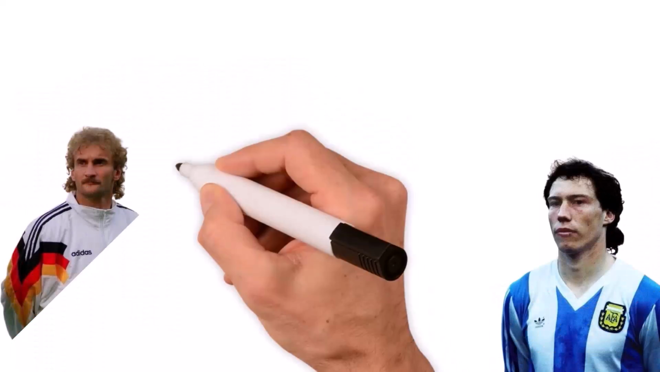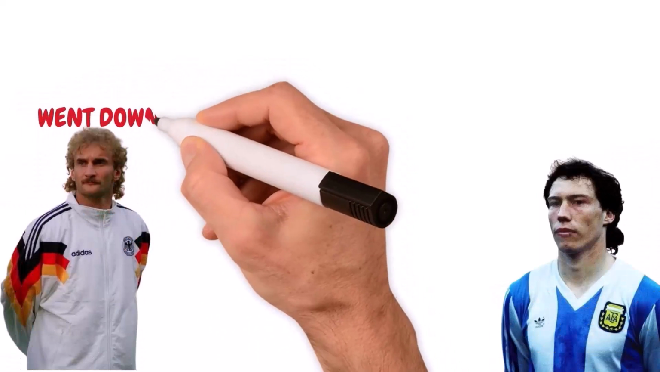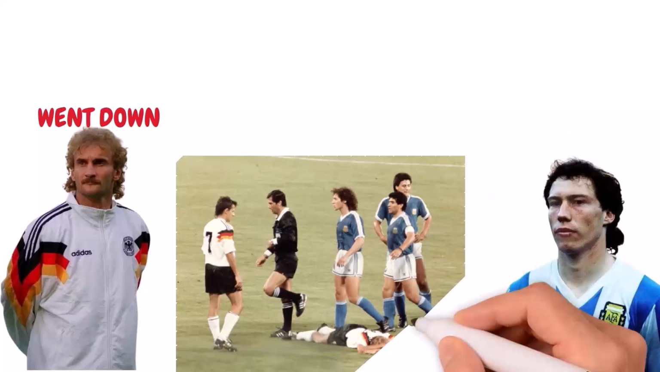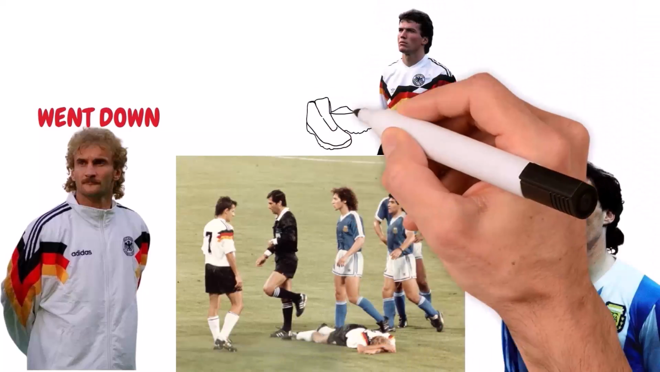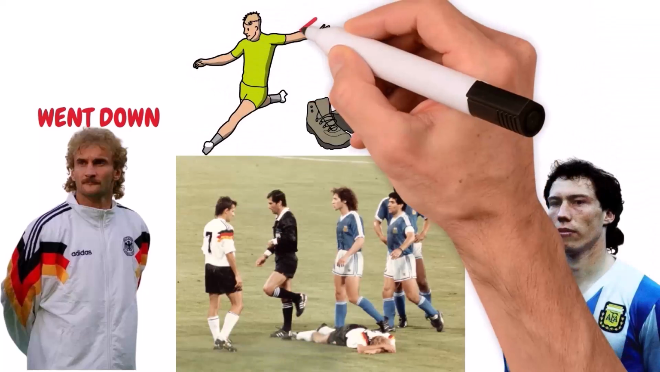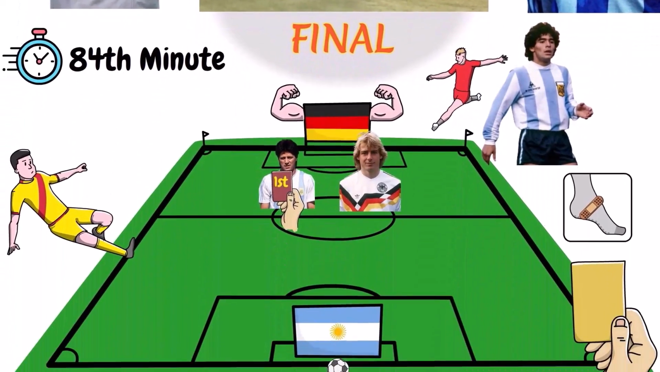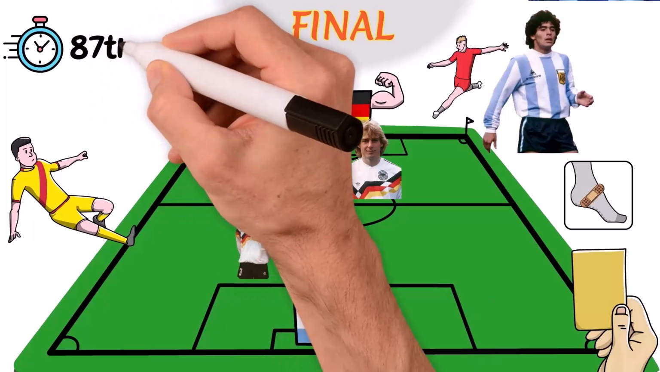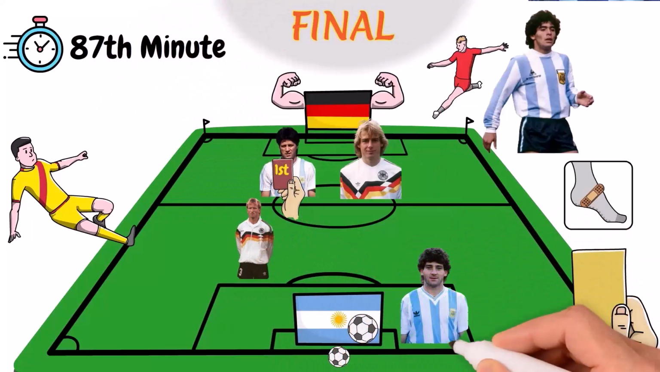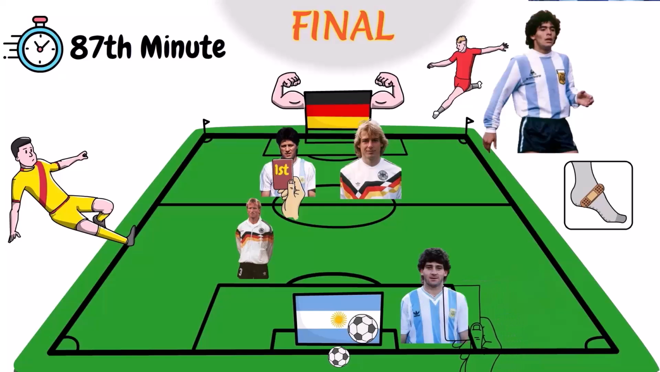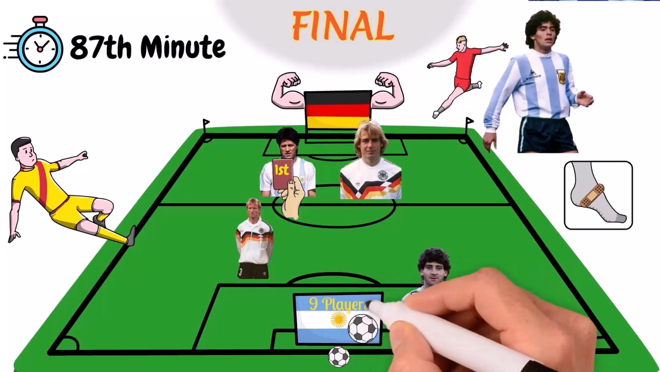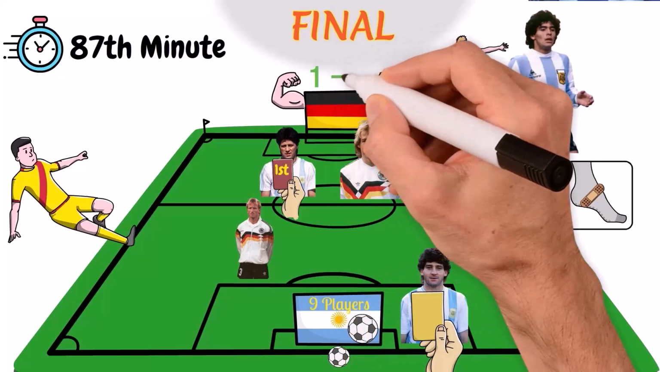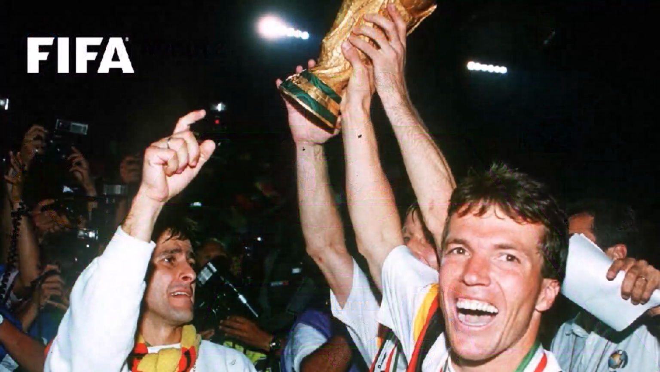Roberto Sensini challenged Voller, who went down under minimal contact. Argentina players were furious. Matthäus had changed his boots during the game and did not want to take the penalty. Brehme took it instead and finished it in the bottom corner. In the 87th minute, Gustavo Dezotti was sent off after a second yellow card when he wrestled Jürgen Kohler down. Argentina finished with 9 players. Germany won 1-0 and were world champions for the 3rd time.